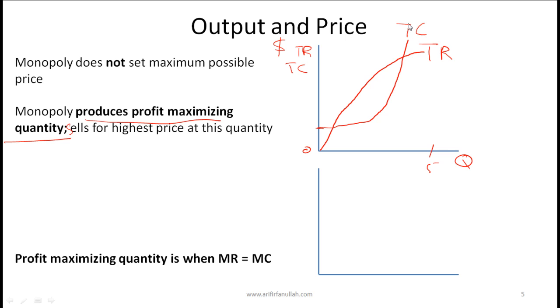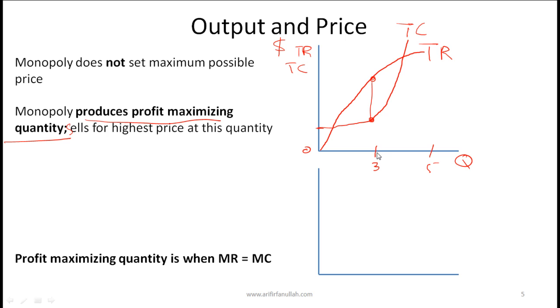Now at what point will profit be maximized? Profit is maximized at a point where the difference between total revenue and total cost is maximum. So let's say that this distance, which is essentially your profit, total revenue minus total cost, is maximized at 3 units. So this then will be the profit maximizing quantity at which the monopolist will basically sell 3 units.